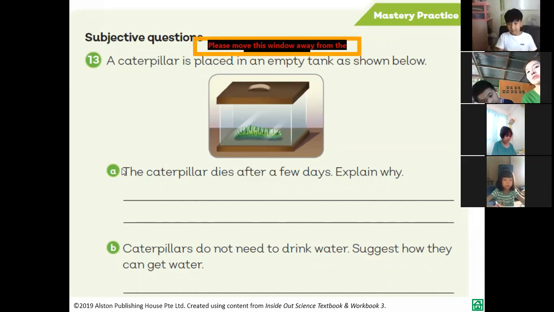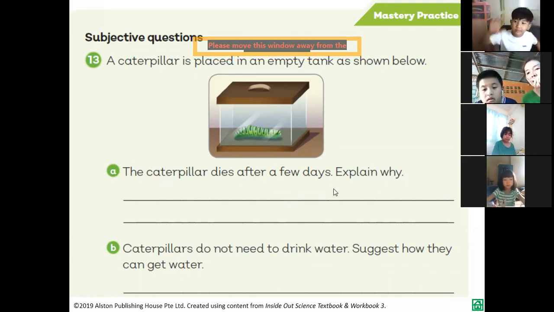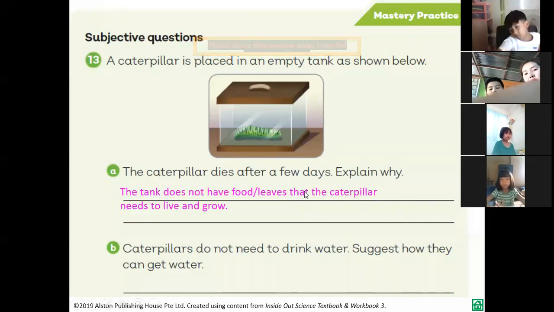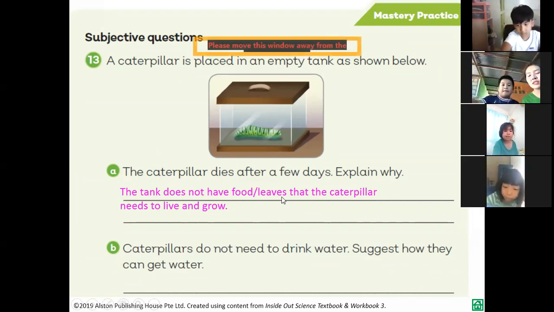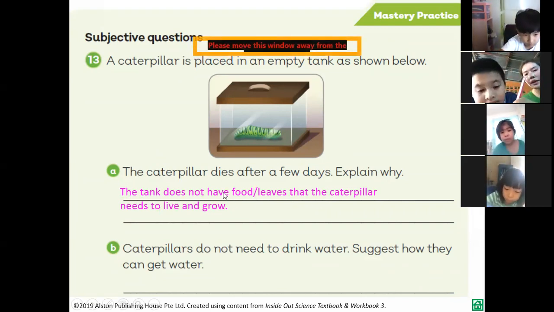Letter A. The caterpillar dies after a few days. Why? So the answer would be like this. Letter A, you should write this answer, class. The tank does not have food and leaves, but the caterpillar needs food to live and grow. Okay, you copy, you write the answer, Kian.